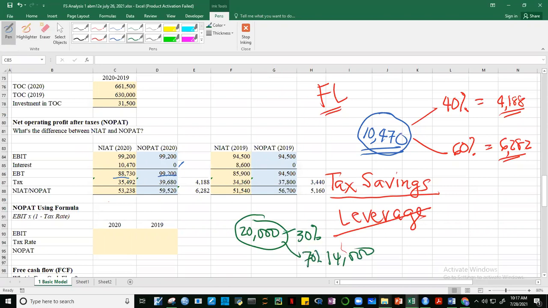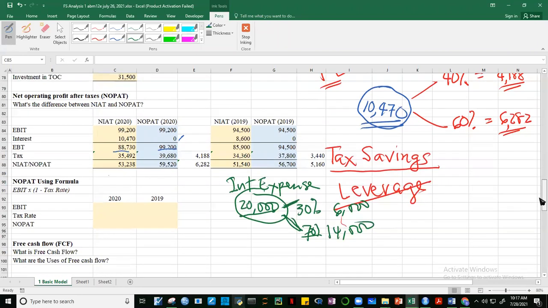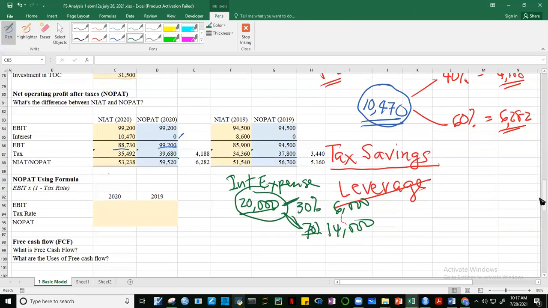Okay? In other words, guys, parang ini-split natin tong interest expense na to. This is your interest expense. Bottom line, mas lamang si NOPAT ng 20,000 times 70%, 14,000. Bakit hindi 20,000 lahat, guys? Kasi nagkaroon ng tax savings si NIAT by how much? 20,000 times 30%, so that's 6,000. So that accounts for the whole interest expense. Okay? So easily, guys, you'll be able to determine kung ilan yung lamang ni NOPAT kaysa kay NIAT.